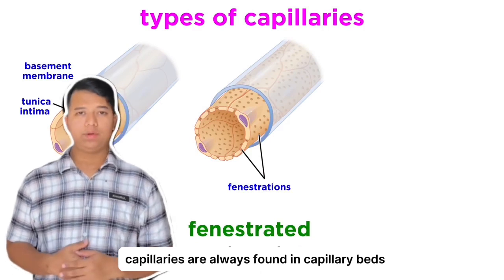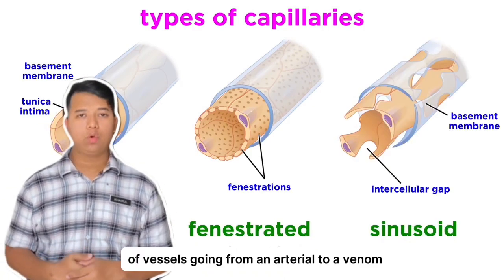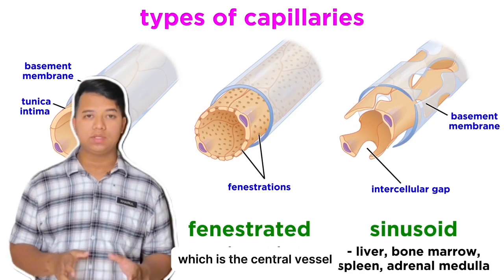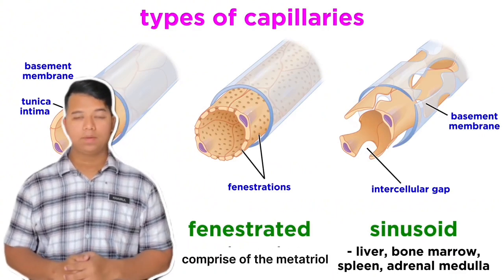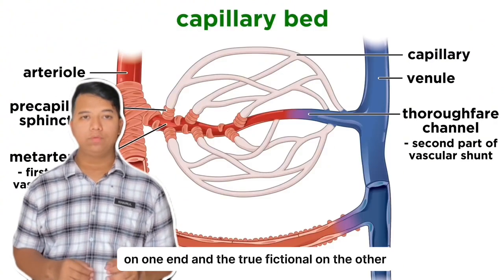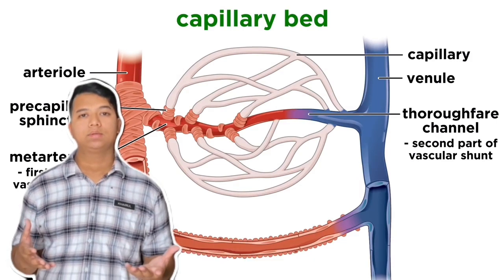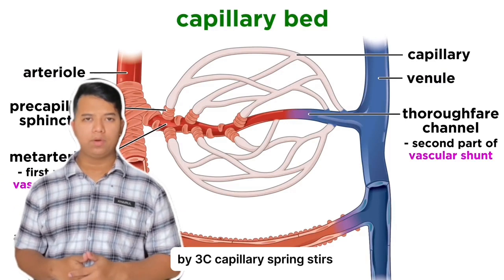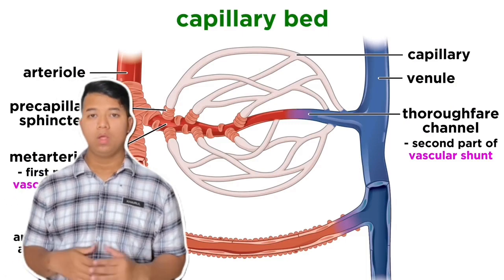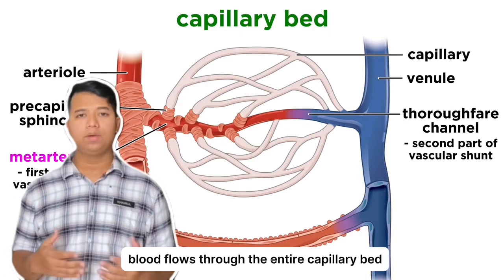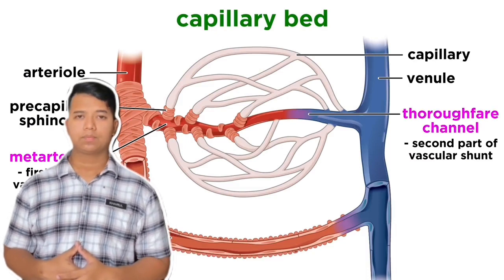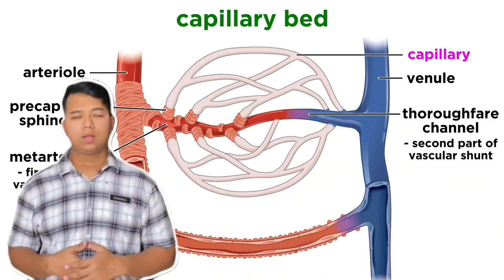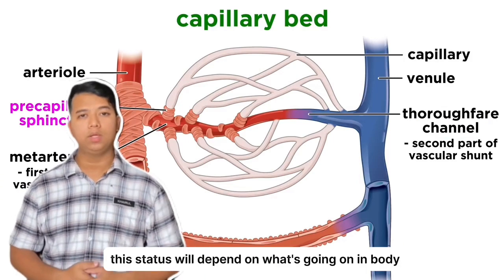Capillaries are always found in capillary beds. These are networks of vessels going from an arteriole to a venule. This typically consists of a vascular shunt, which is the central vessel, comprised of the metarteriole on one end and the thoroughfare channel on the other, and then between 10 and 100 true capillaries, connected to the vascular shunt by precapillary sphincters. When these are open, blood flows through the entire capillary bed, which is called microcirculation. And when closed, blood simply moves through the vascular shunt. This status will depend on what's going on in the body at any given time.